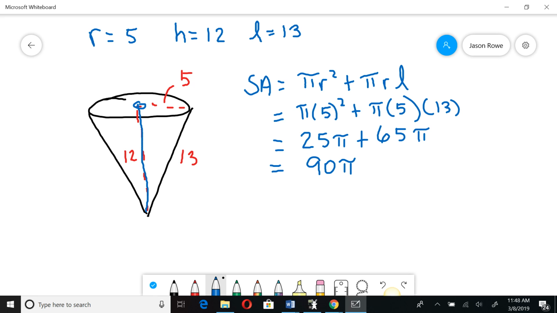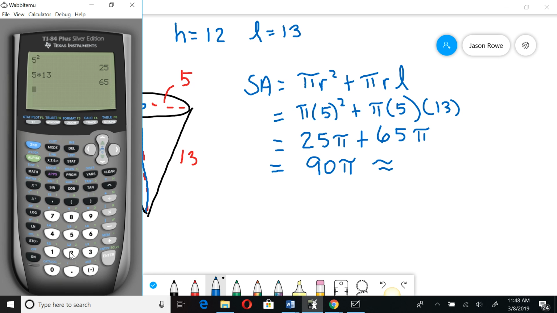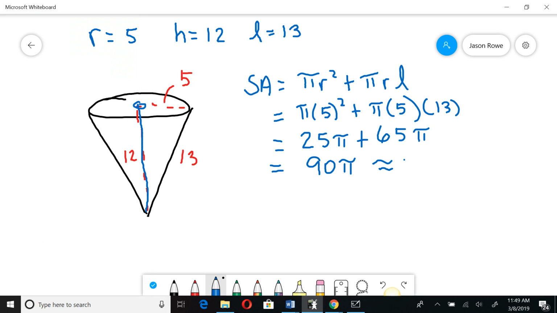And then if you're asked for an estimate, then we're going to do 90 times 3.14. And so our final answer here will be 90 pi. That's the exact answer, or 282.6. And that would be whatever the units are squared because it's area.